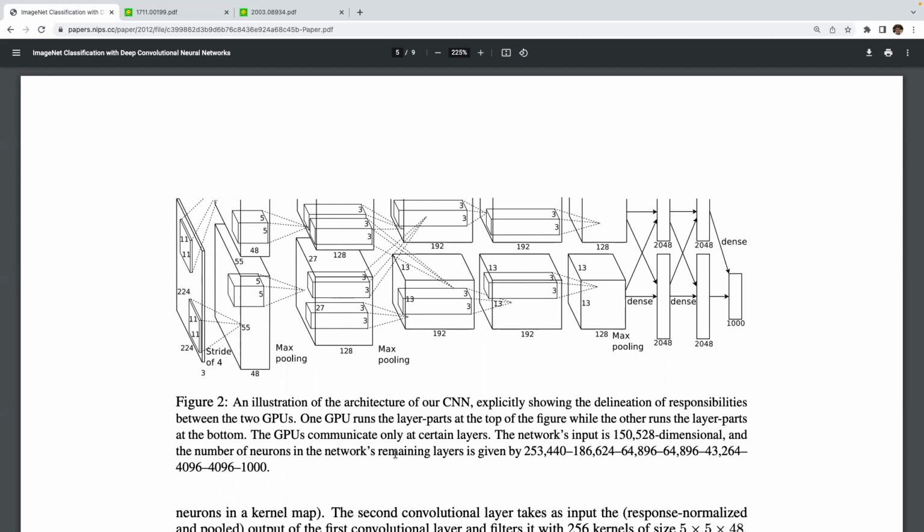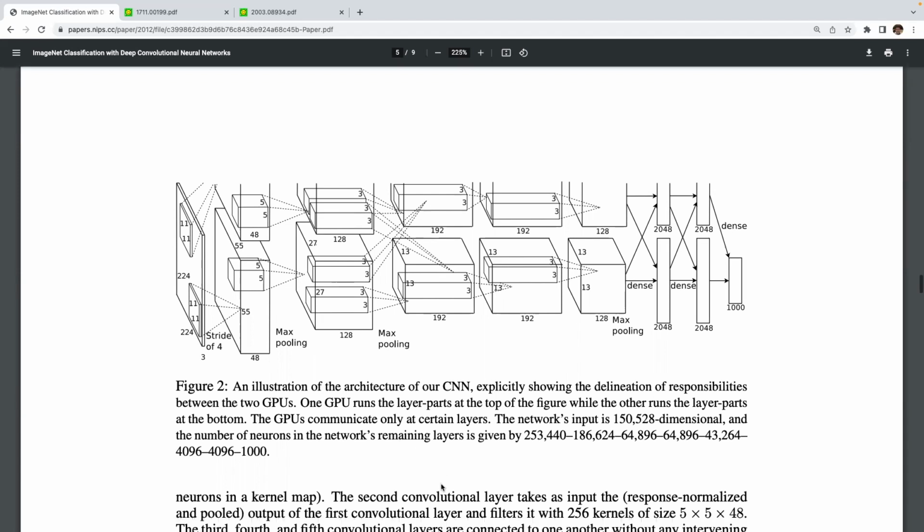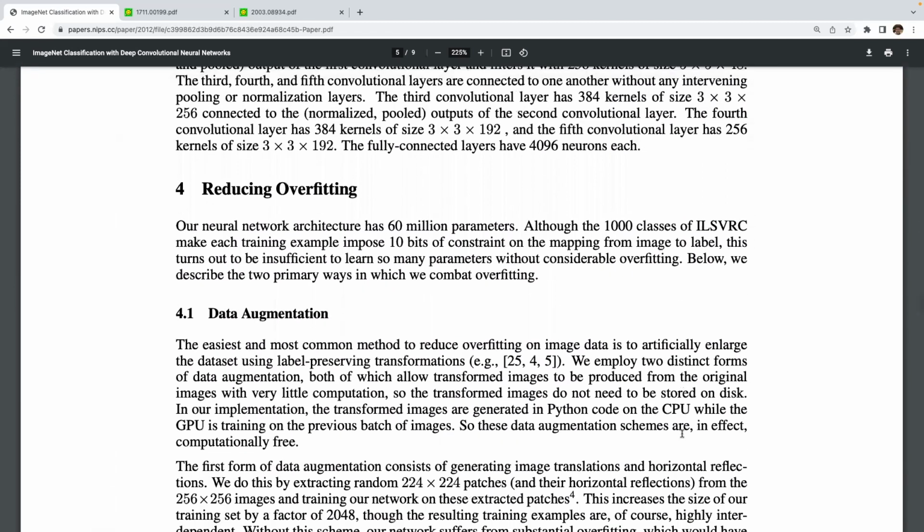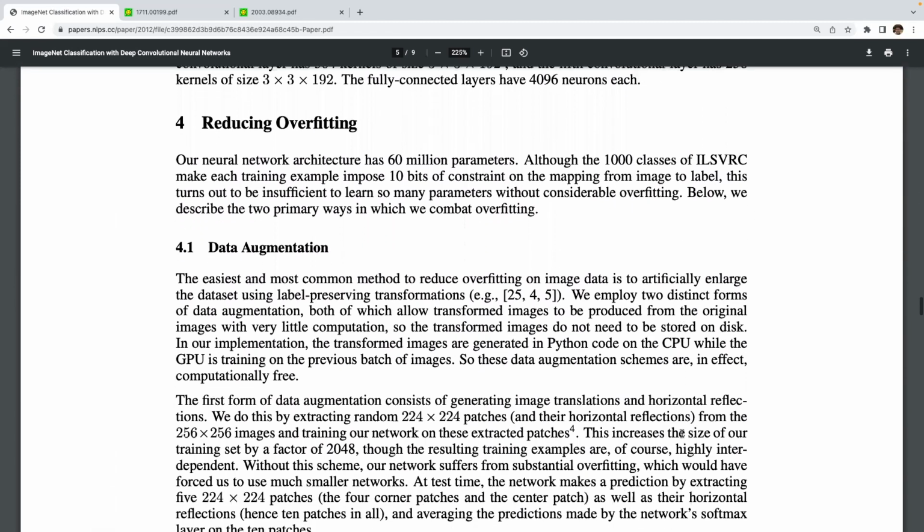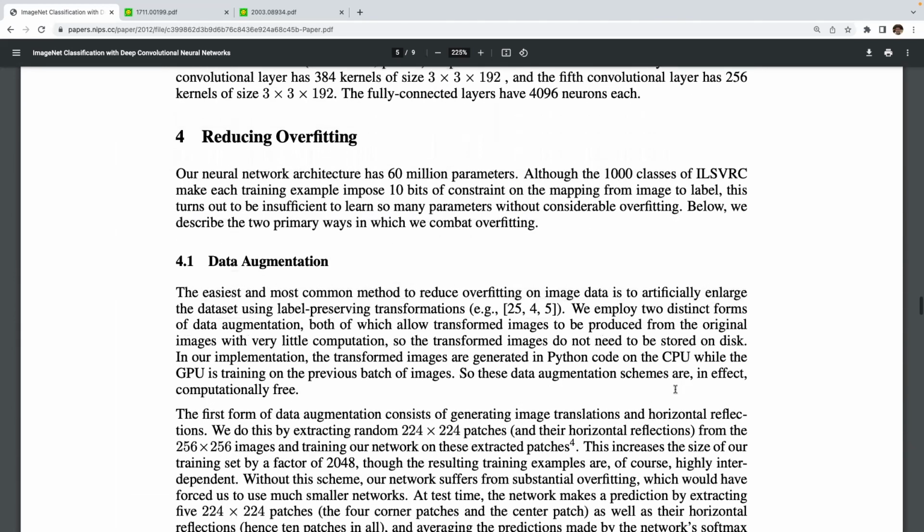So the Colab notebooks that we're working on are built on GPUs to make the algorithms more efficient. Scrolling down, there we have the details of the architecture. And here you can see, this is kind of interesting, they have an entire section on reducing overfitting.